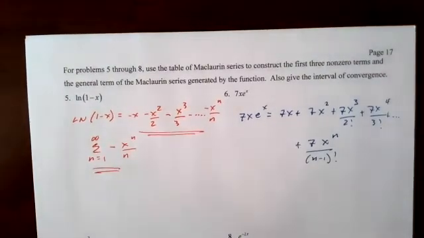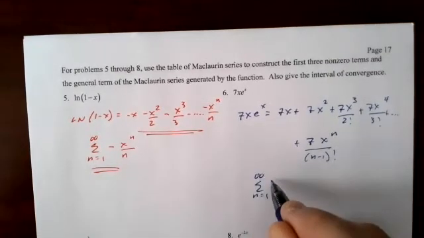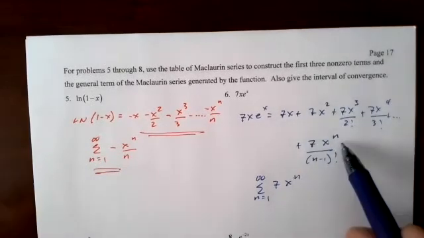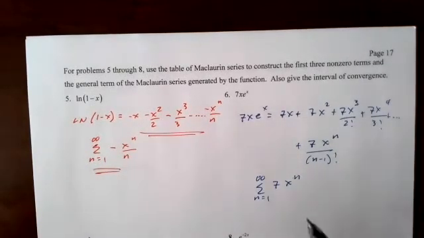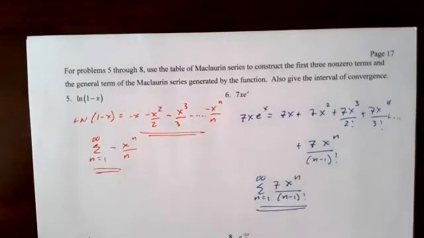I don't like that. Sum of n equals 1 to infinity 7x to the n. First, second, third. Oh, that's right. We threw an extra n in. Otherwise, we'd go 0. Yeah, all that nonsense. n minus 1 factorial. 0, 1, 2, 3. There we go.